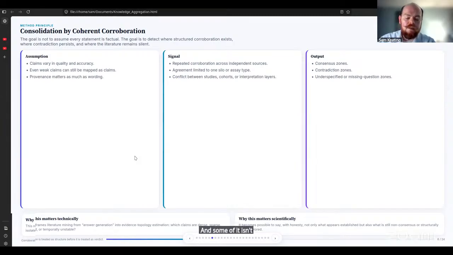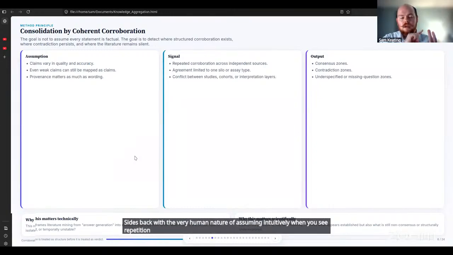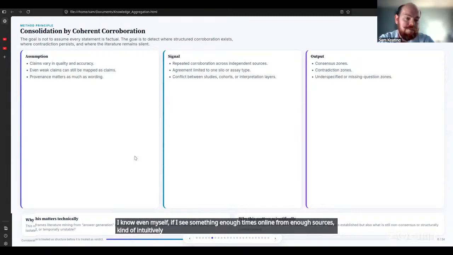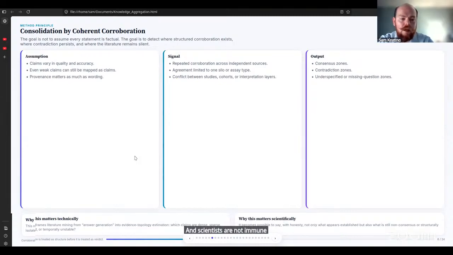Some of it sides back with the very human nature of assuming intuitively, when you see repetition plus consistency, that something must be factual. We see it all the time online. I know even myself, if I see something enough times online from enough sources, it kind of intuitively will feel like it's true. It's got to be some basis behind it. And scientists are not immune to that propensity within research, let alone beyond it.